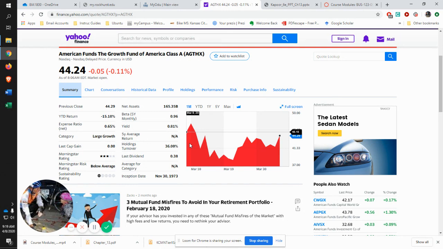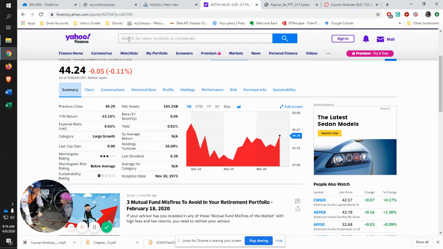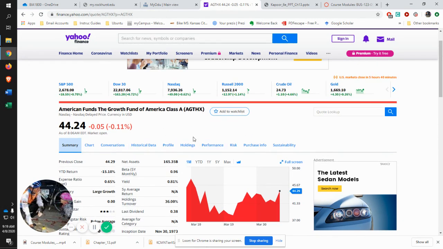So those are some of the key things to look for when you're looking up different funds. Again, what you do is you come up here, start typing "mutual," you get that mutual fund search, and go looking for different funds.